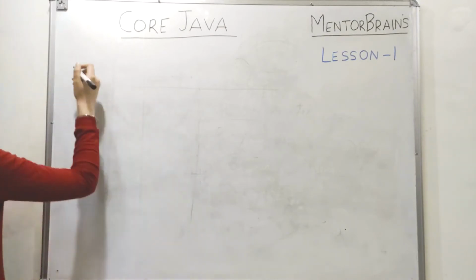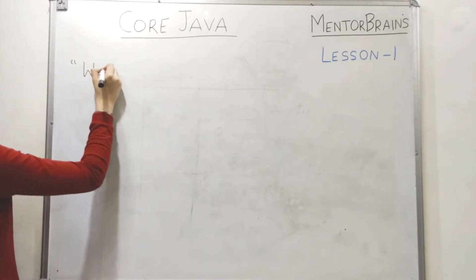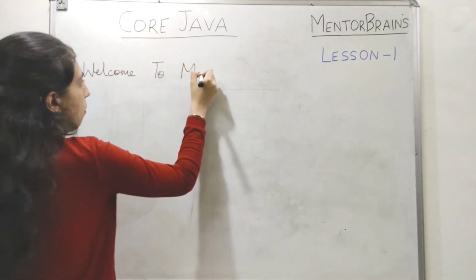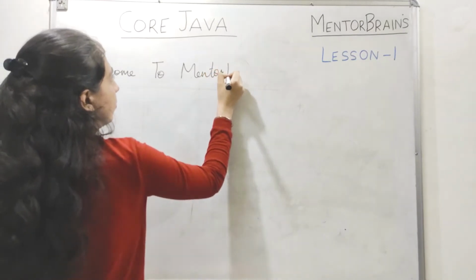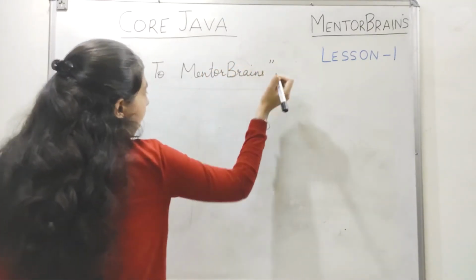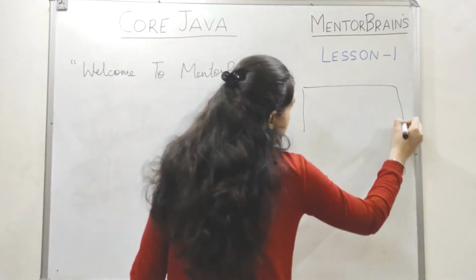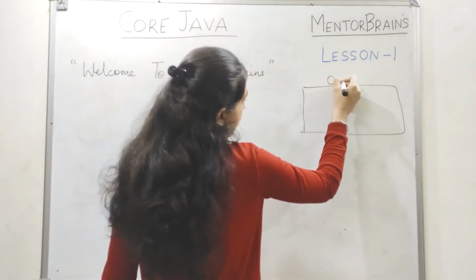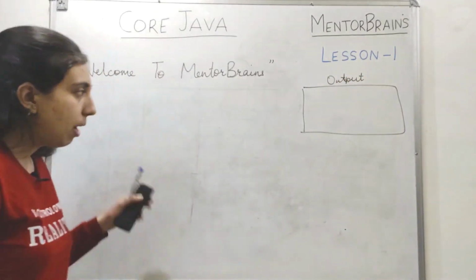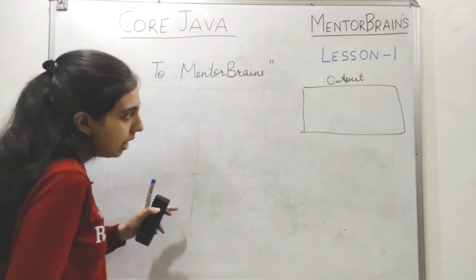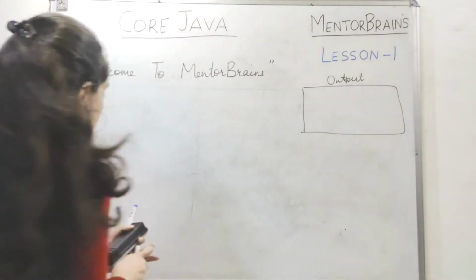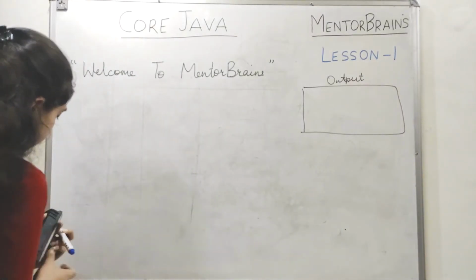So I'm going to print on the screen, welcome to MentorBrains. To welcome you all to my class, I'm going to print that, and basically that will appear on the output screen. This window, I'm naming it the output screen, so that whenever a program is executed, whatever result we get, whatever output is there on the screen, I'll write it over here. Okay, so let's begin coding.